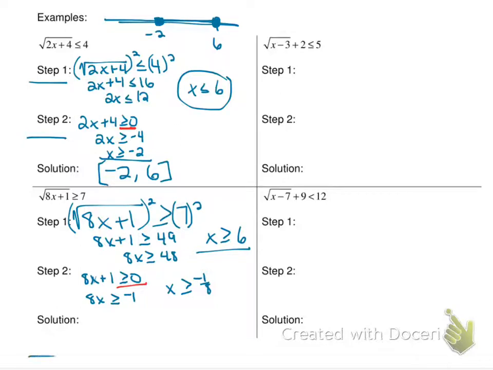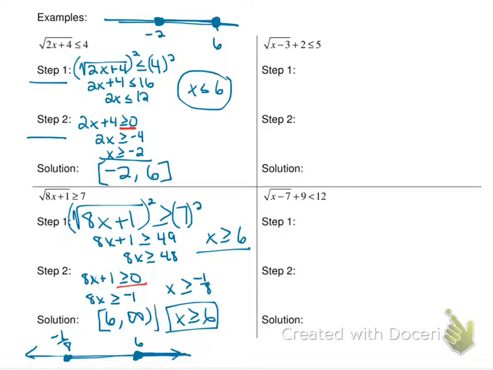Okay, so I'm going to put that on a number line. I have negative 1/8 and I have 6. So it's greater than negative 1/8, it's greater than 6. Where's the only place that both of those overlap? So my solution is 6 to infinity, or x is greater than or equal to 6. Either one of those solutions would work, because if it's greater than 6, it's automatically greater than negative 1/8. Okay? Let's try another problem.